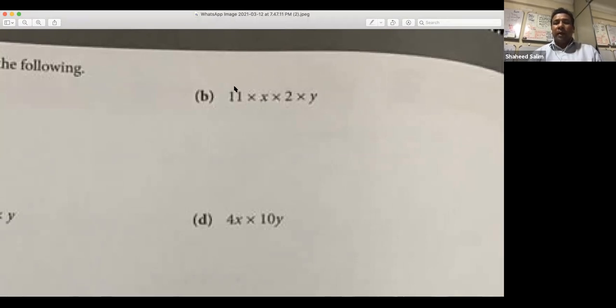Okay, we can go 11 times x is 11x. 11x times 2 is 22x. 22x times y is 22xy. Can. But I prefer to take number times number. 11 times 2 is 22. X times y is xy. Then I put it together lah. It's easier this way. All right. Now let us see what's the next few answers.